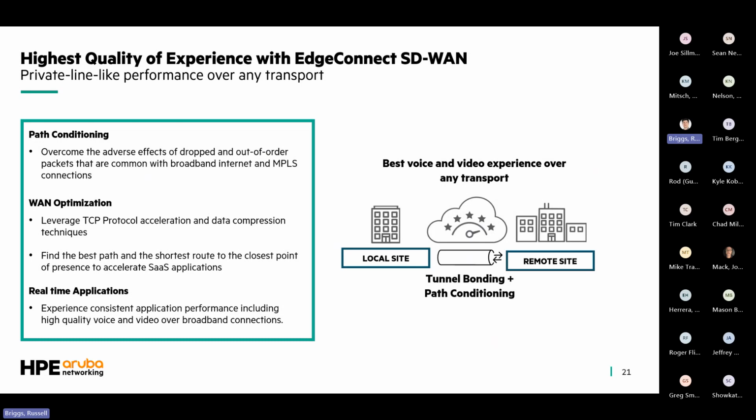But WAN optimization is also a big piece of this. If you've got a 1 gig connection in New York and a 1 gig connection in LA, and you try and FTP a file between those two sites, you are not going to get 1 gig. You get about 11 megabits if you're dealing with, let's say, no packet loss and just 40 milliseconds of latency.